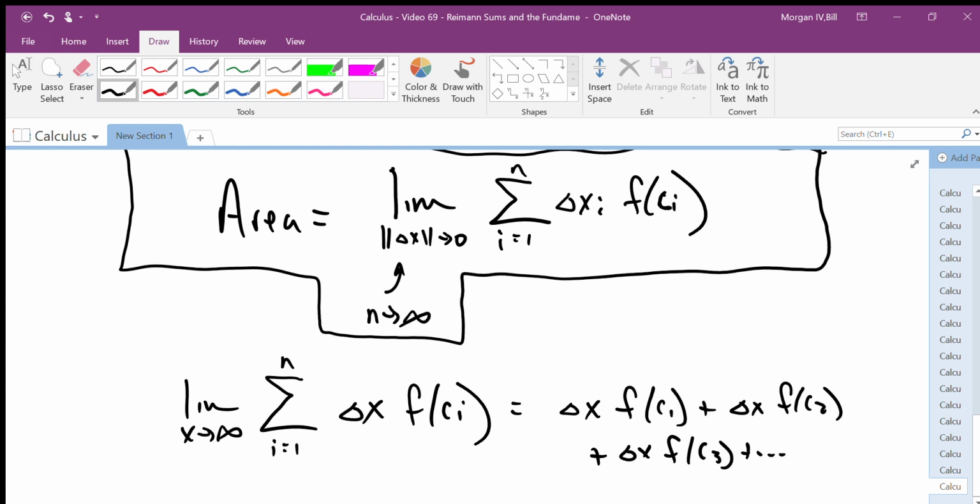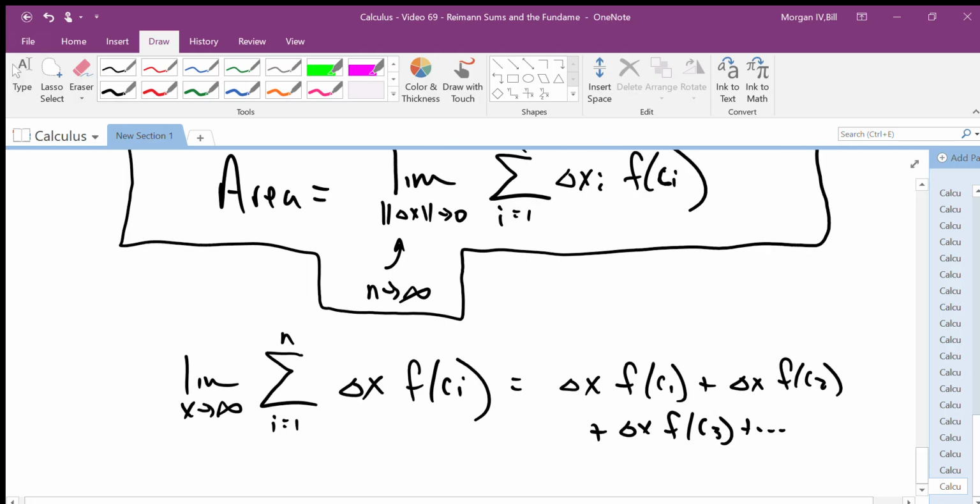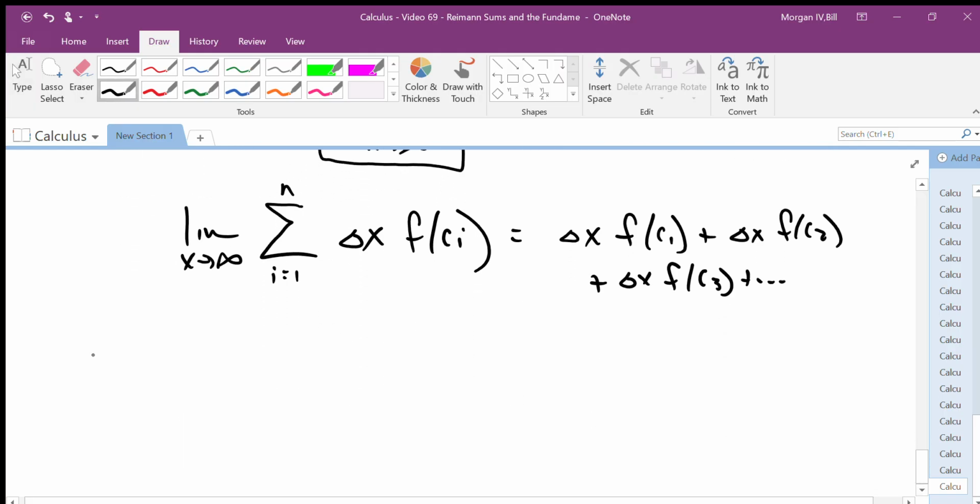That's not going to work. I can't do that infinitely many. I don't live that long. So how do you find the exact area under the curve? What comes to save us is what's called the fundamental theorem of calculus.